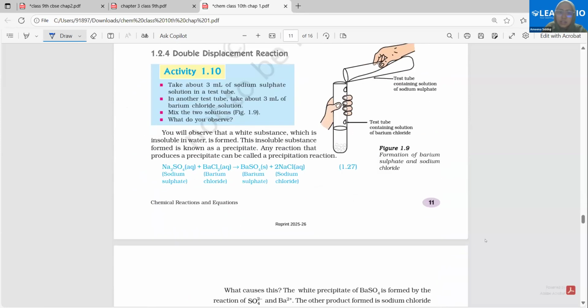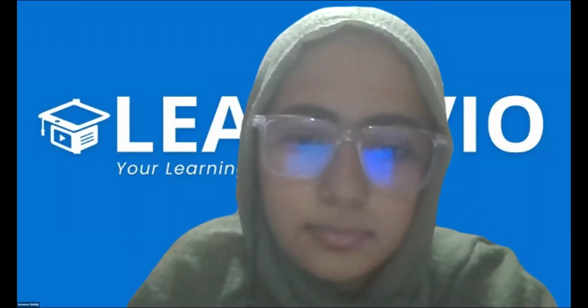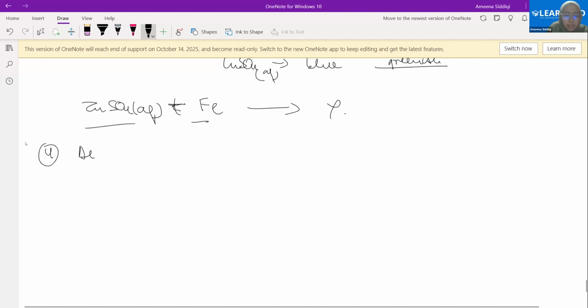Should we start the next, that is double displacement reaction? Fine. And the fourth type of reaction, double displacement reaction.